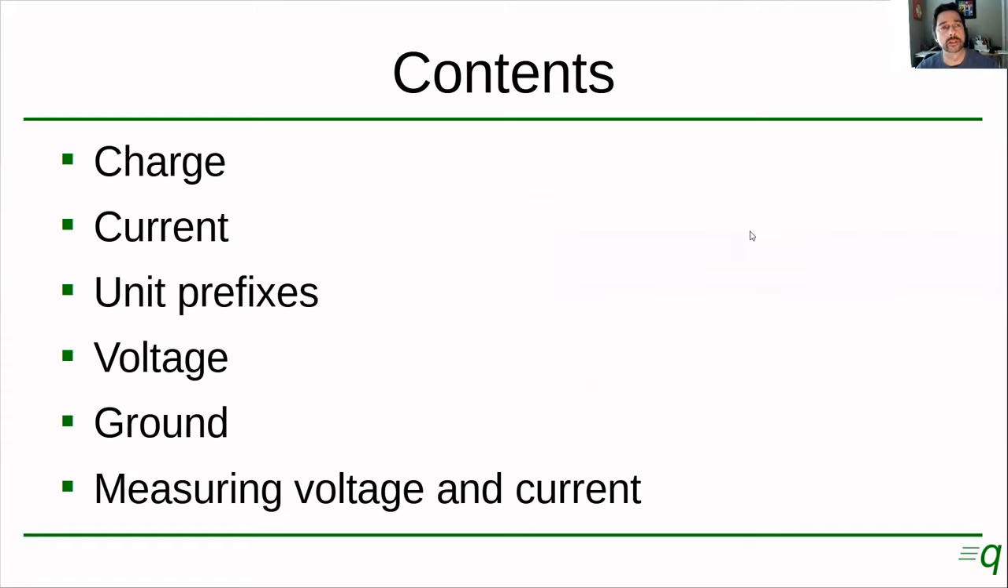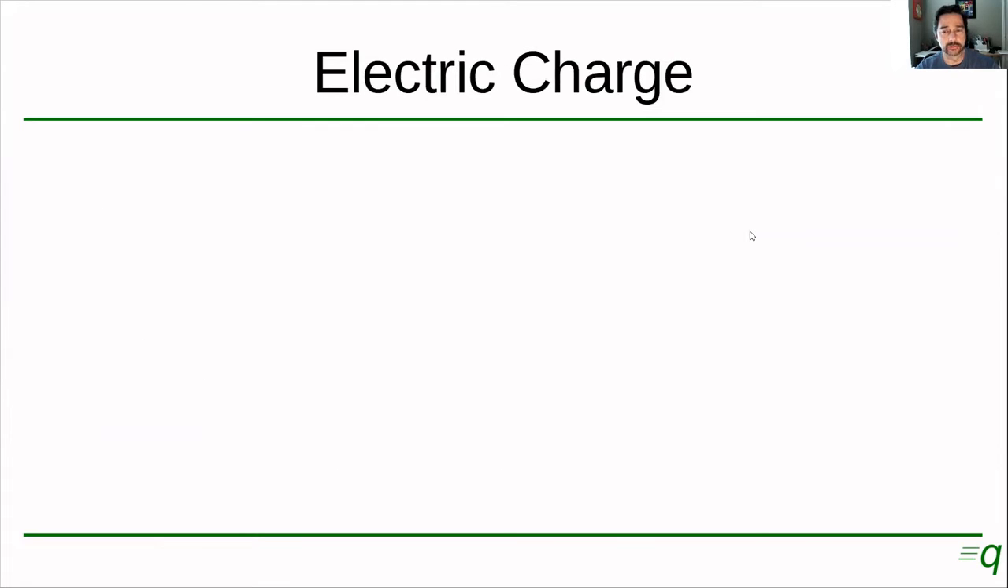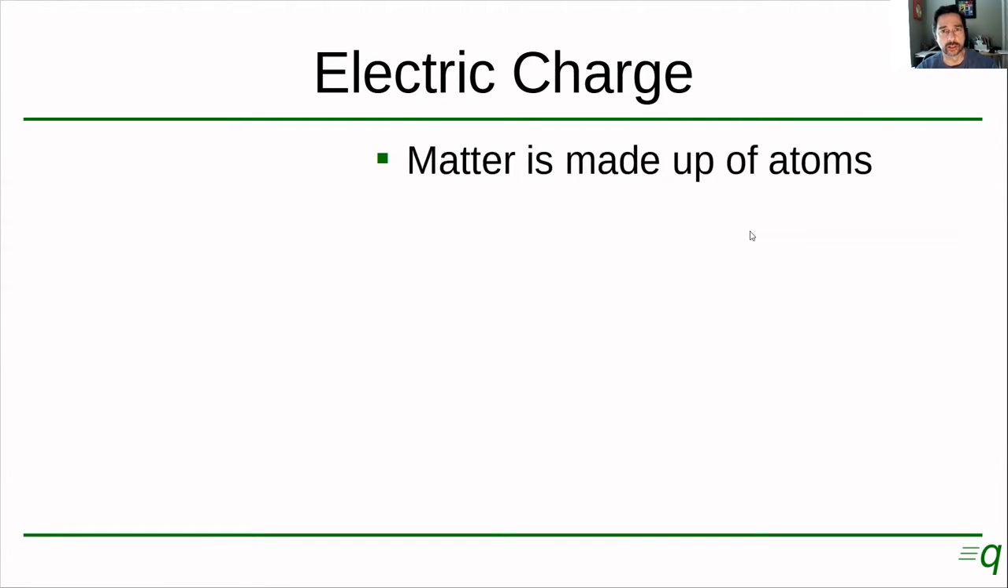Okay, so today we're going to talk about several concepts that are used in electricity and electronics: charge, current, unit prefixes, voltage, what is ground, and we're going to talk a bit about how to measure voltage and current. So first of all, what is electric charge?